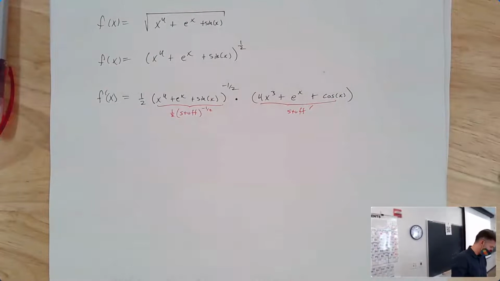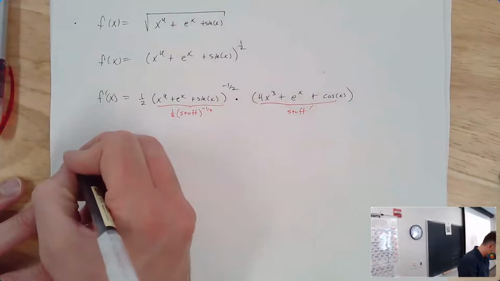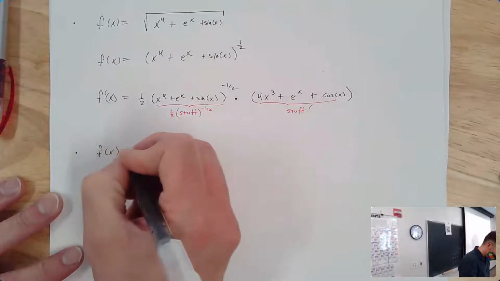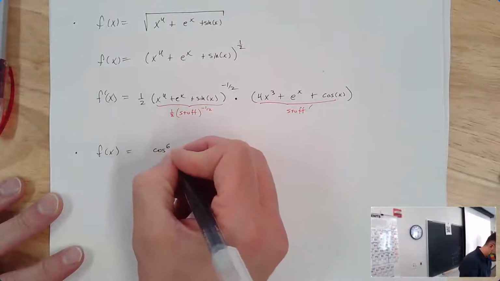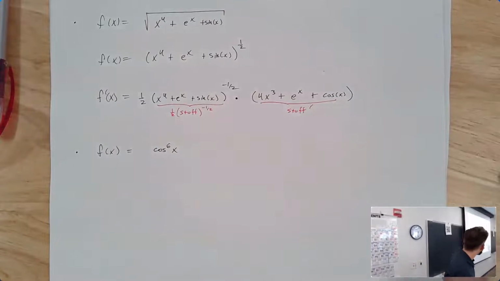Let's do one more and then we'll talk about a few other things. What if my function was cosine to the 6th power of x? What's the stuff and what's the outer function? When I'm thinking about the outer function, I'm trying to ask myself, what's happening last? It's like if you actually plugged in something for x, so you plugged in pi over 3 and you did cosine to the 6th of pi over 3. Would you do cosine first or the 6th power first?